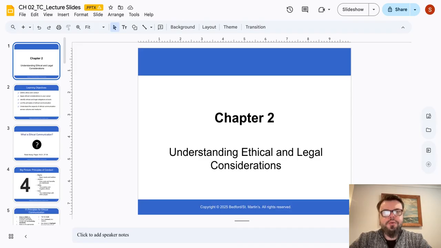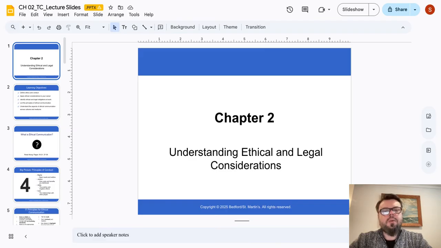The words we choose, the visuals we include, and even what we decide not to say can affect people's safety, finances, privacy, and decision making. Ethical and legal issues aren't rare, extreme situations that only apply to scandals or lawsuits. They show up in everyday workplace documents, manuals, instructions, proposals, emails, websites, and even social media posts.